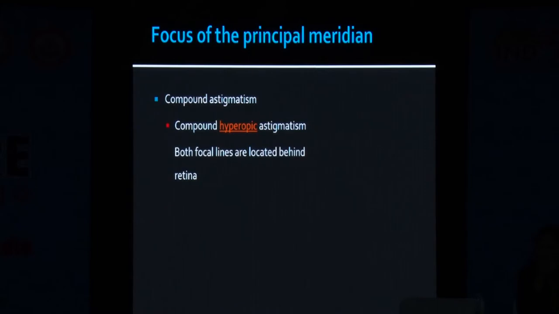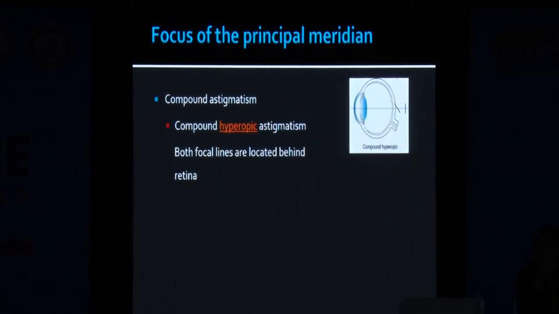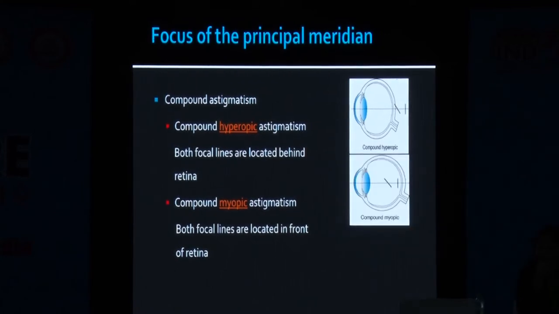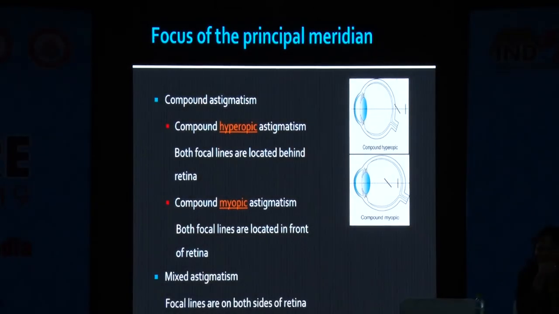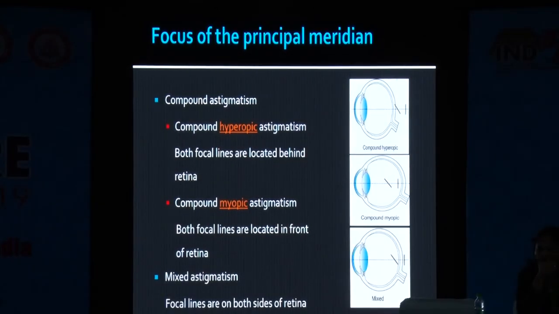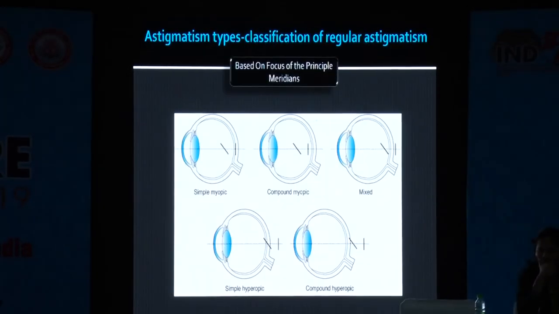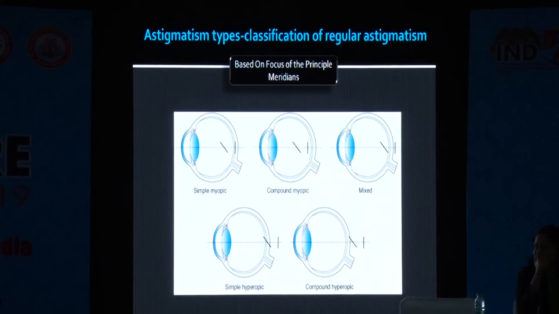Coming to compound astigmatism, we have compound hyperopic astigmatism, in which both the rays of light, the vertical and the horizontal, focus behind the retina. In compound myopic astigmatism, both the rays of light focus in front of the retina, whether it be the vertical or the horizontal. And we have mixed astigmatism, in which one ray of light will focus in front of the retina, the other one will focus behind the retina. This is the complete picture of the various refractive errors that we come across.